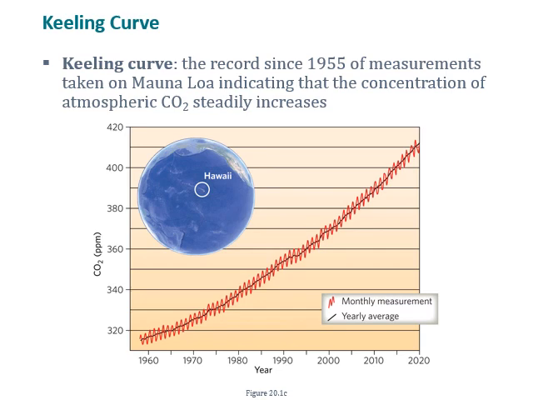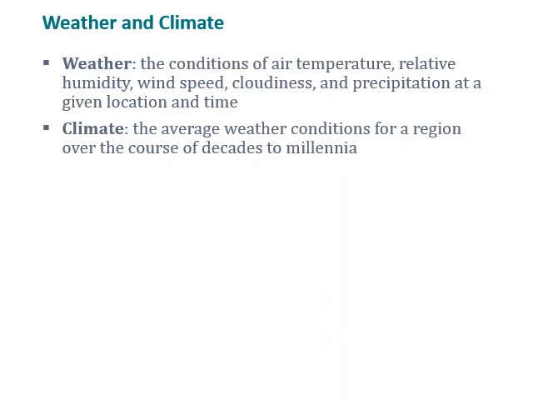Mauna Loa was chosen as the place to take these measurements because it is relatively far away from factories and large cities that could pollute and bias the measurements. This is representative as sort of an average atmospheric carbon dioxide measurement. The Keeling curve gives us an idea of scale for changes in atmospheric conditions, and also helps us start to think about the differences between weather and climate.